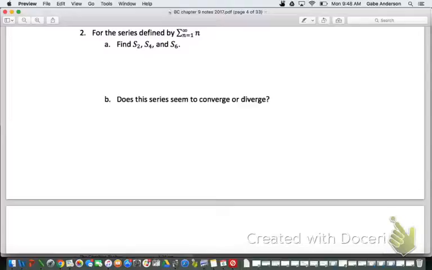Let's go ahead and do S2, and then I'll have you guys do S4 and S6. S2 is the partial sum based on n being 2. So when n is 1, that term would be 1. So S2 would equal, the first term would be 1, the second term would be 2. So 1 plus 2 equals 3. So my S2 is 3. So let's see if you guys can do your S4 and your S6, and we'll try to draw a conclusion about whether this series seems to converge or diverge, or any other pattern we can see.